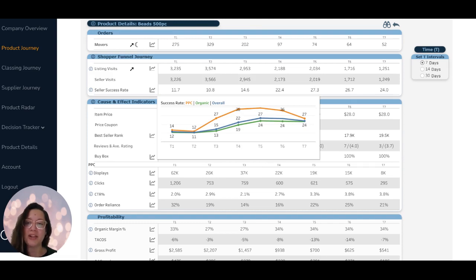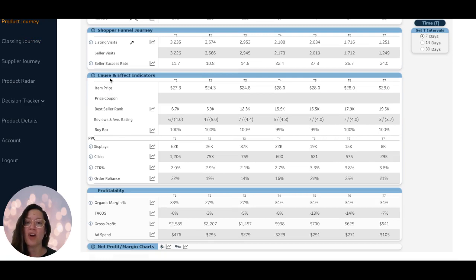Next, we have the seller success rate. By hovering over the graph, we can see how many visits it takes on average before a customer purchases this item. Here we see the breakdown of success rate from PPC, organic, and the overall. That it takes an average of 14 visits through PPC to convert to a purchase, whereas through organic, it only takes 12.